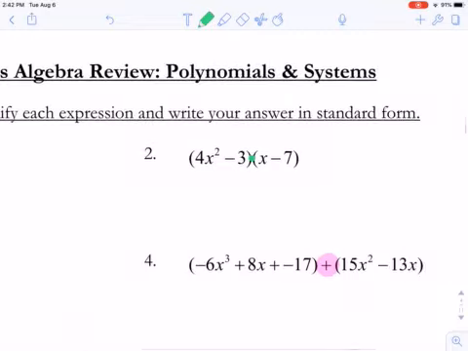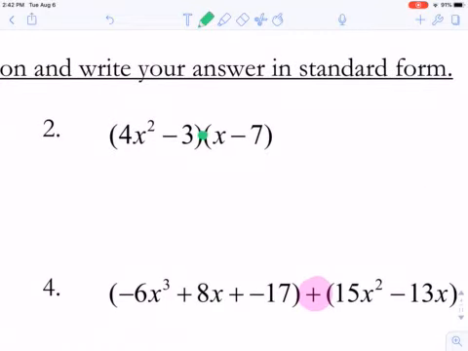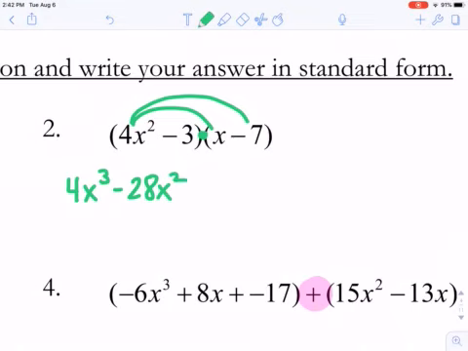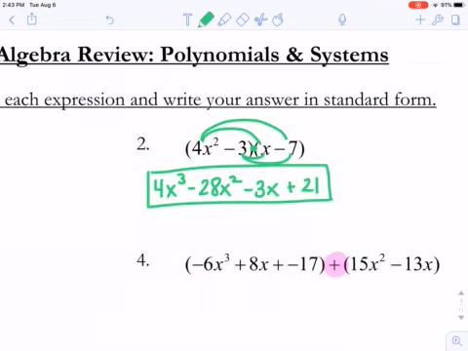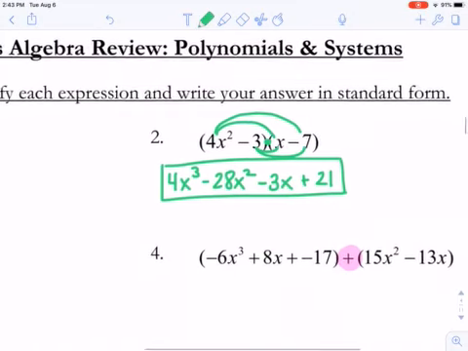All right, so we'll see that again here in number 2. Again, we're multiplying two binomials, so we can do first outside or double distribute there. So 4x cubed this time. 4x squared times negative 7 is negative 28x squared. And then double distribute that negative 3 there, and you're going to get negative 3x plus 21. So we multiplied. Now we have to see if there are any like terms that we can combine. There are not, so this is our final answer. None of these terms have the same variable or exponent, so we can't combine them.